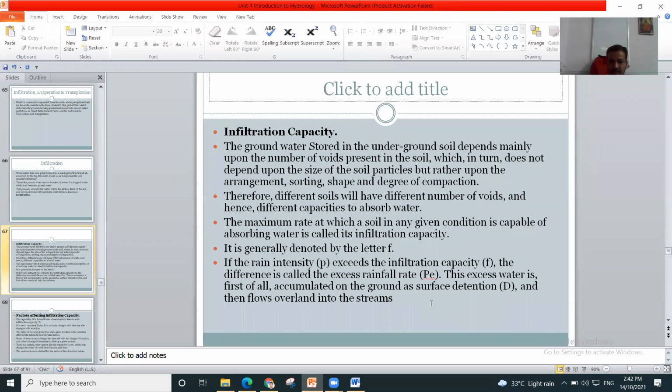That is known as absorption infiltration capacity. So the groundwater stored in the underground soil depends mainly upon the number of voids present in the soil. Depends upon the voids present in the soil.